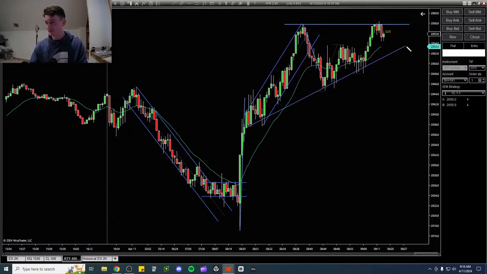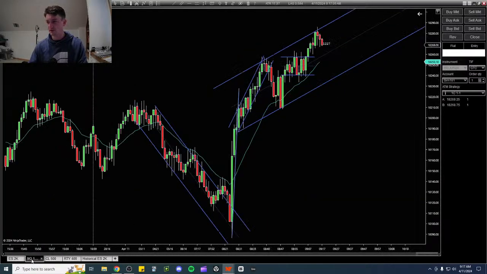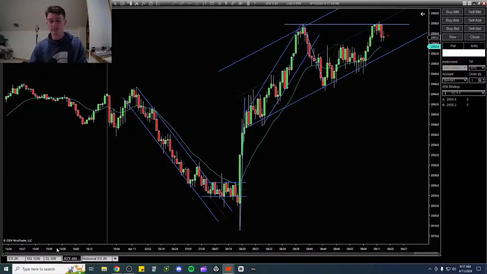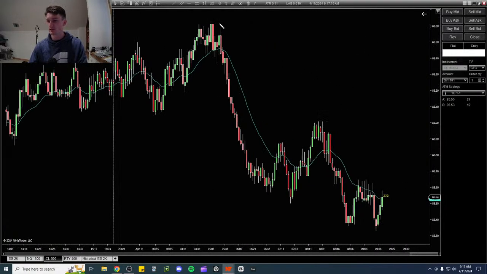And let's draw a spike and channel as well. So that spike and channel could be correct. So far it looks like it. So looking for a long on the ES, the NQ, and RTY. Let's check out CL now.